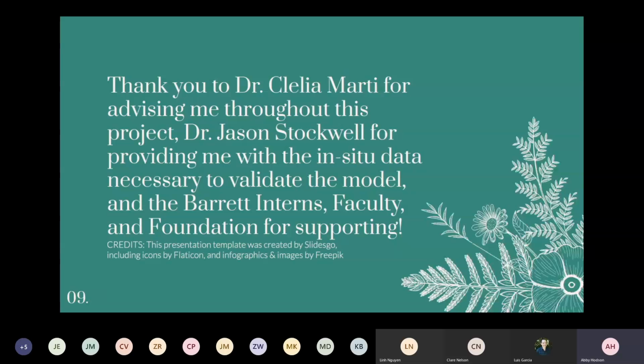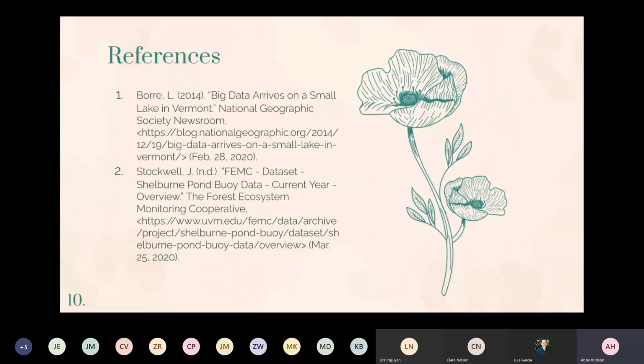So I need to give a big thank you to my advisor, Dr. Clelia Marti, who advised me throughout this process. She's been in Australia this whole time, but has miraculously been meeting with me and emailing me regularly, so I really appreciate that. Dr. Jason Stockwell, who set up the buoy monitoring project in Shelburne Pond and provided me with the data I needed to ensure the accuracy of this model, and all of the Barrett interns, faculty, and the foundation for supporting this project. Here are my references.